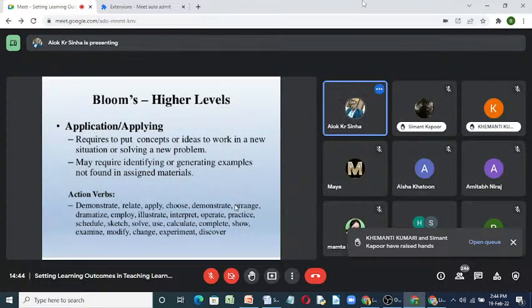The action verbs present in this level are demonstrate, relate, apply, choose, arrange, dramatize, employ, illustrate, interpret, operate, practice, schedule, sketch, solve, use, calculate, complete, show, examine, modify, change, experiment, and discover. So there are so many action verbs in this Bloom's level, under application or applying the things.